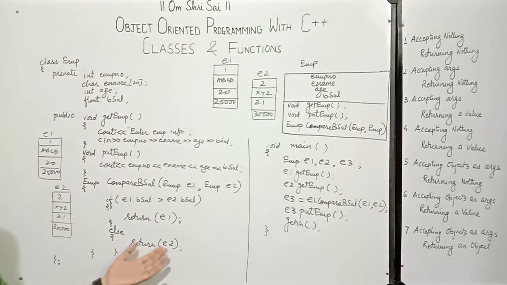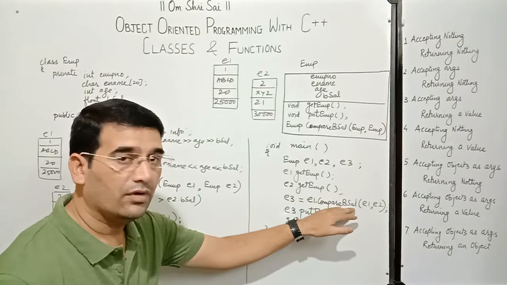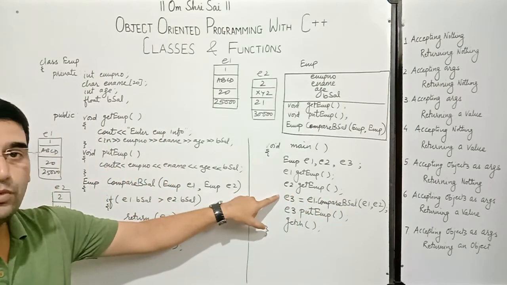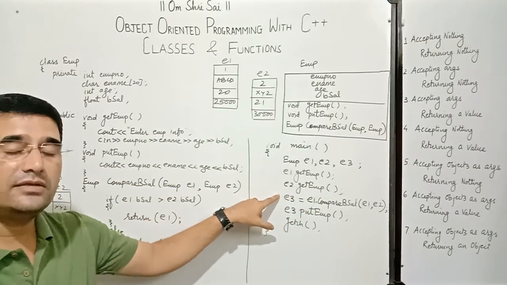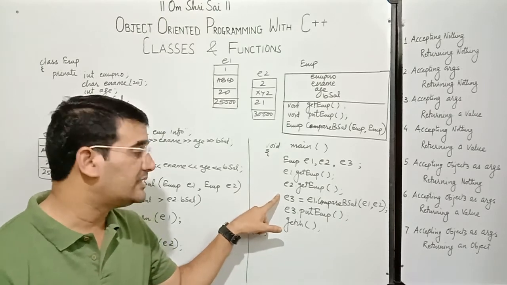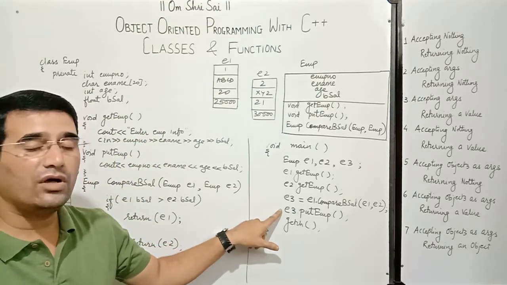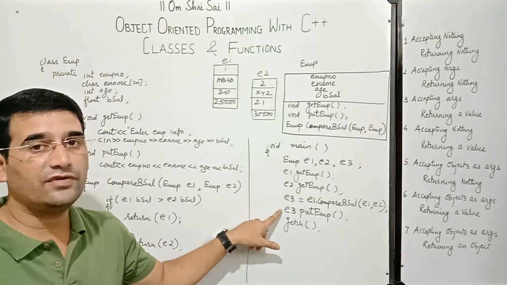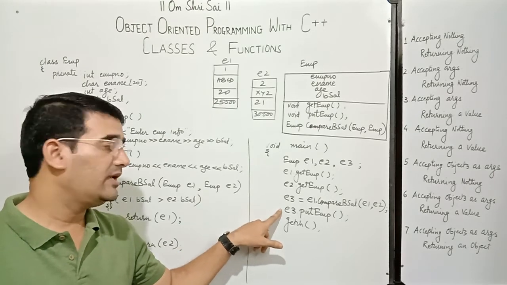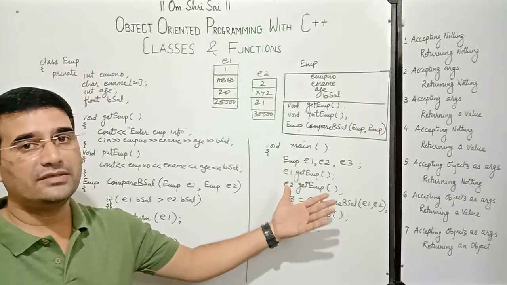This function has returned E2, which will be assigned to E3, and to display the EMP information with higher salary, as it is now stored in E3, we will call the function putEMP with reference to E3, which will display the information of the employee with higher salary.